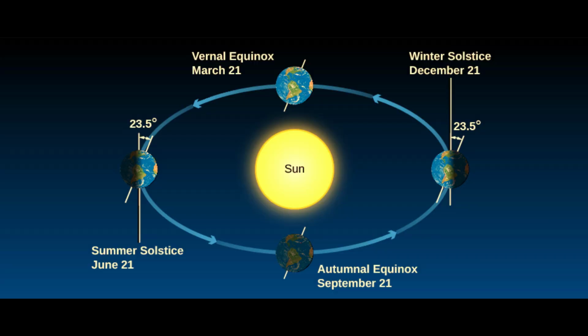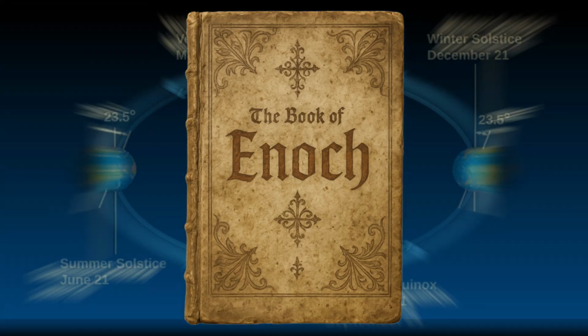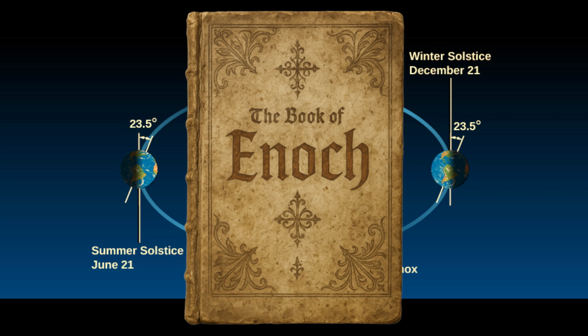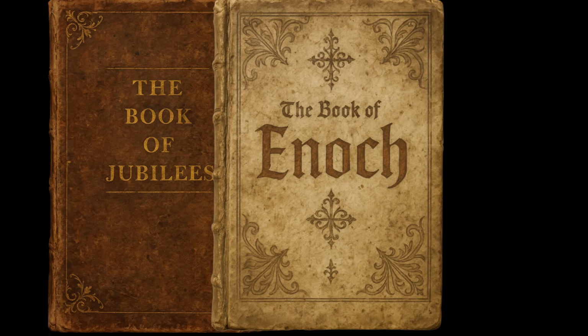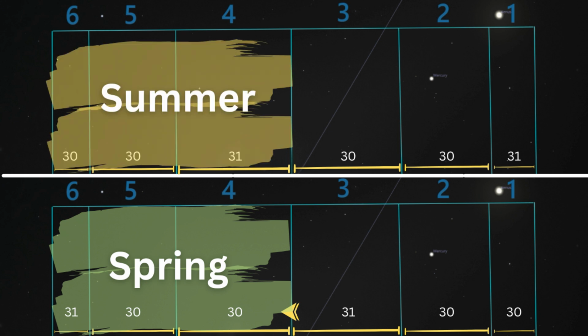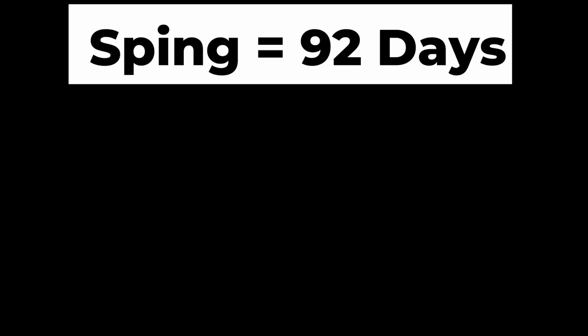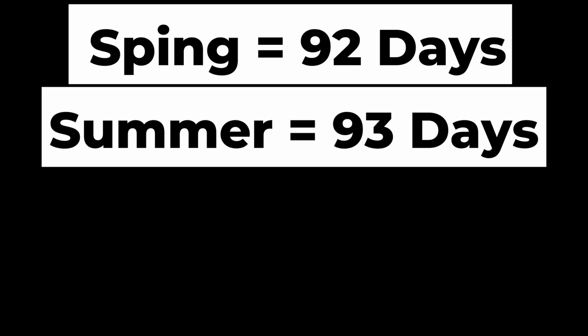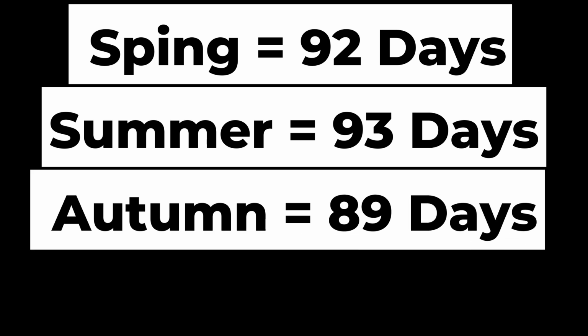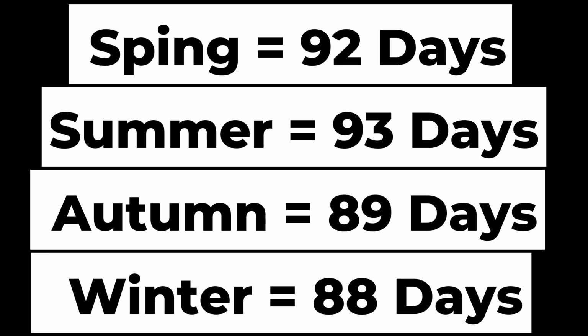But here's the problem with that. If we try to overlay the Enoch calendar on top of this modern astronomical model, something doesn't add up. The Book of Jubilees and the Book of Enoch both seem to teach that the seasons should last exactly 91 days. 91 days for spring, 91 days for summer, 91 for fall, and 91 for winter, which gives us a total of 364 days. But according to the astronomical observations, that's not what we see. Spring in 2025 lasts about 92 days. Summer lasts 93 days. Autumn runs only 89 days, and winter is just 88 days. So what's going on? Let's go straight to the source.